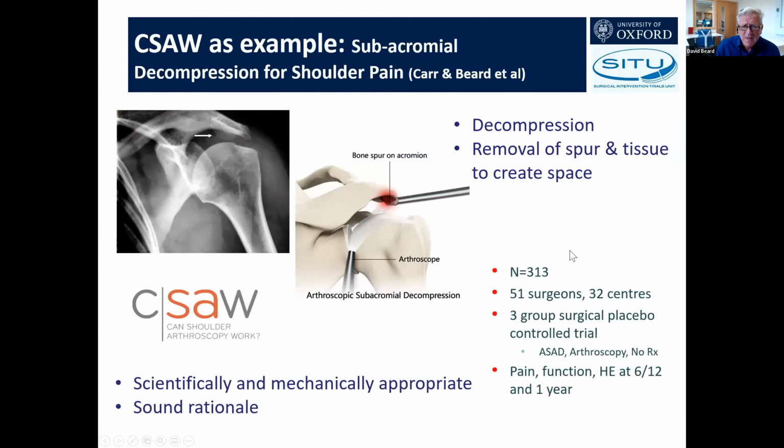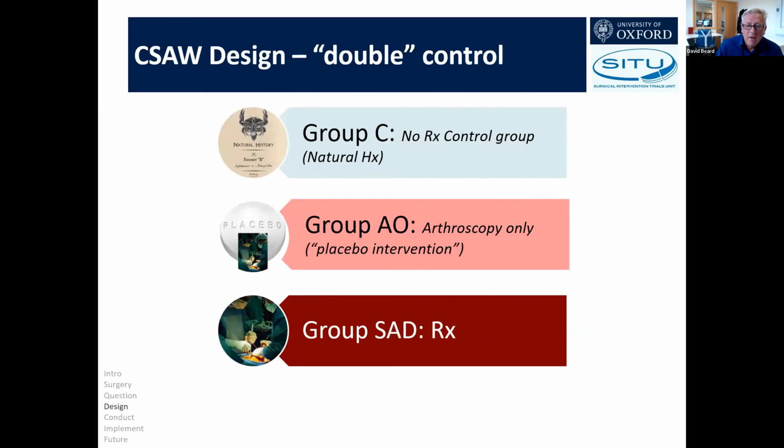So going back to CSAW, subacromial decompression for shoulder pain. I've told you about the operation. Here's the little piece of tissue, be it bone or tissue, which is going to be removed. You remove it and see whether it works. So we set out to see whether this was correct or not. 313 patients, 51 patients, 32 centres, looking at straightforward pain function 1 year down the line. We perhaps could have looked at it for a bit longer.